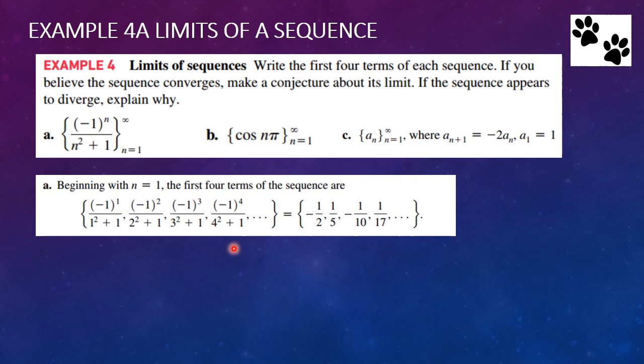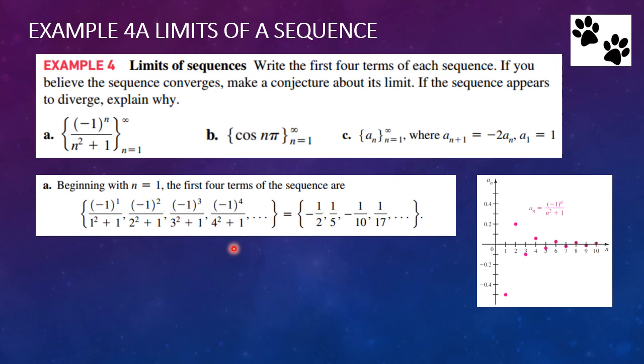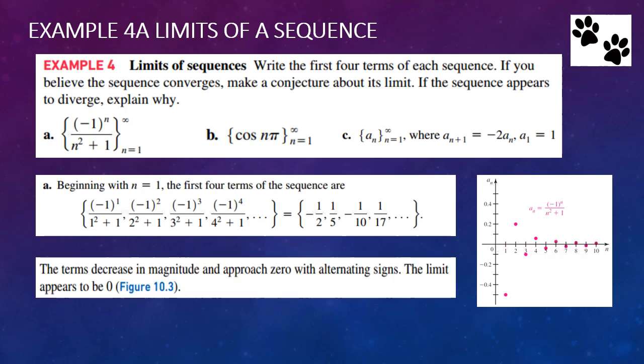But do notice that as we go from negative 1/2 to negative 1/10, it's shrinking. And the same thing from 1/5 to 1/17, it's shrinking. If we look at the graph, it becomes a little bit more obvious that instead of diverging, it's actually converging around the value of 0. So here we would say that this is a converging sequence, and its limit is 0. It's converging to 0, to the y value of 0. The limit is 0.